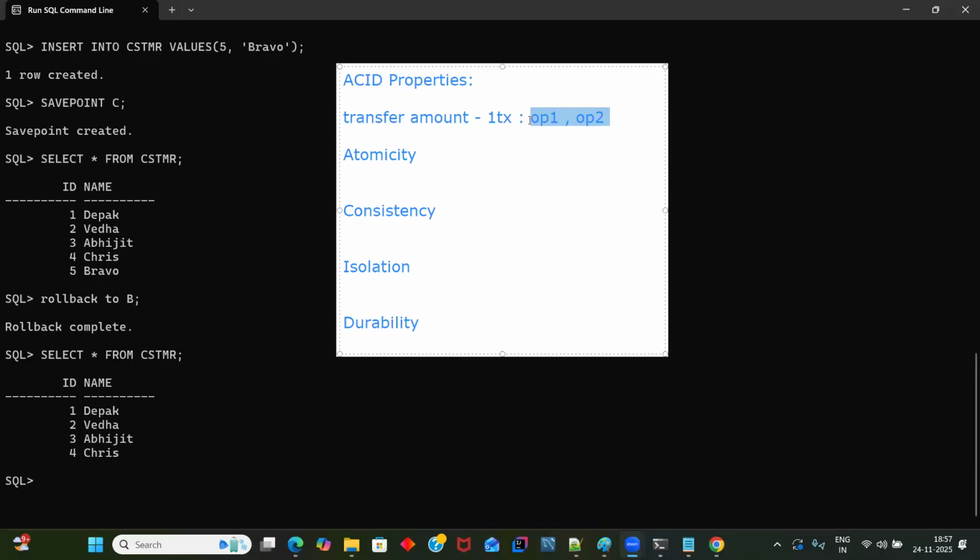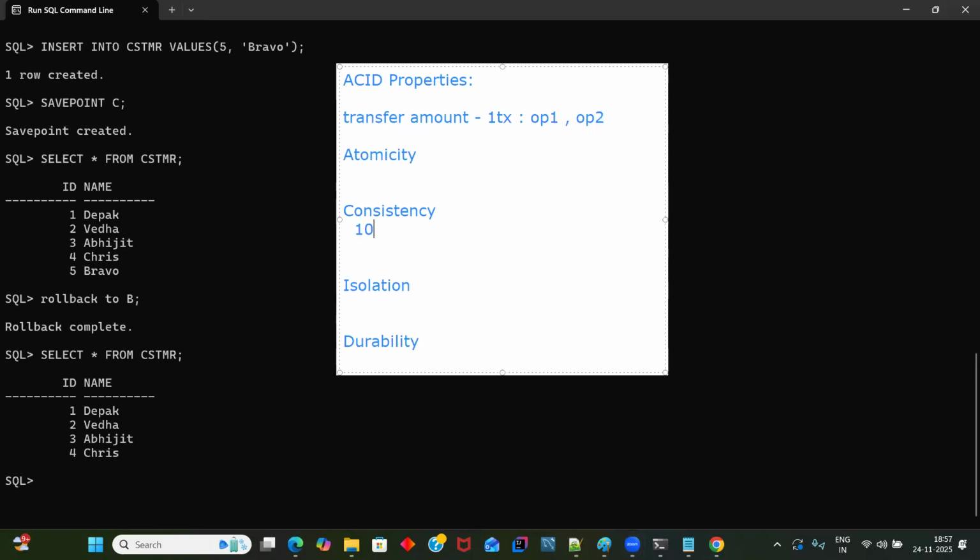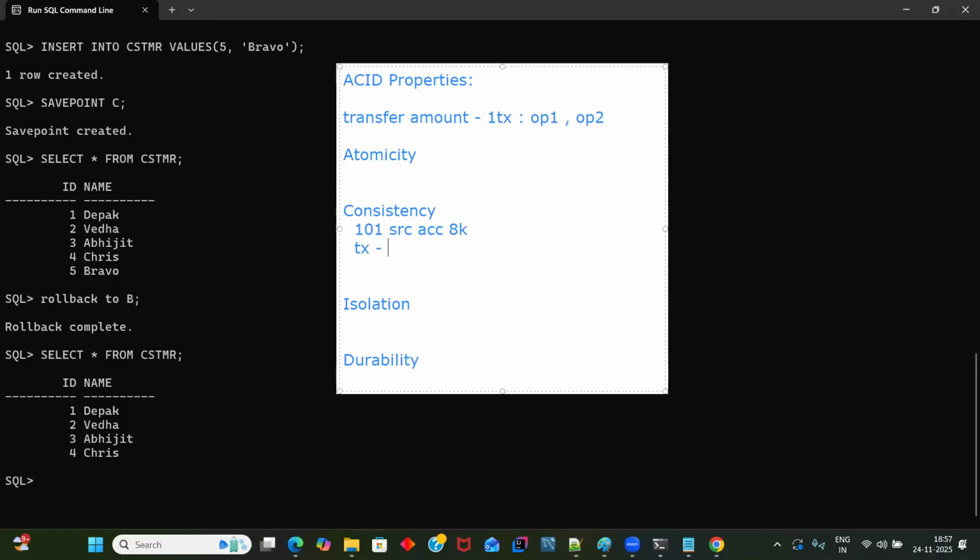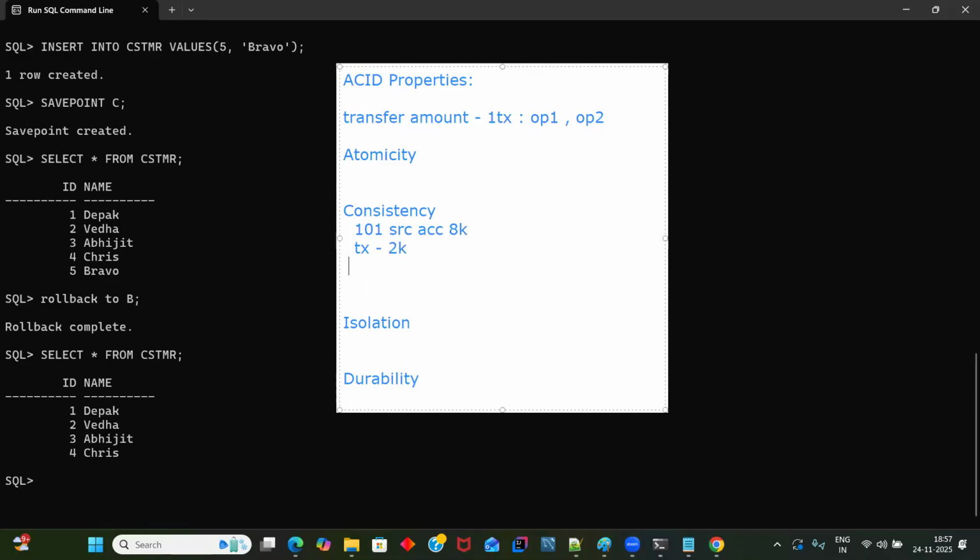Okay, nice. Let's talk about consistency. Consistency means, let's say 101 is a source account which has 8K before the transaction. And the transaction amount is, let's say, 2K, guys. Now, after both operations, OP1 and OP2, are successfully done, then definitely the 101 account balance should be 6K only. I think this is clear, right, everyone?